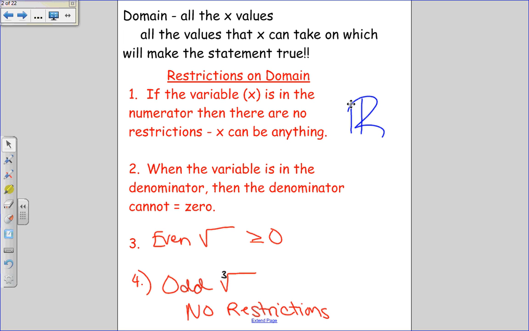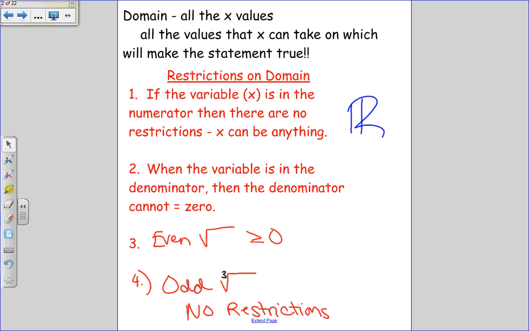Number 3, even radicals have to be greater than or equal to 0. The junk underneath the radical has to be greater than or equal to 0. Why does the junk underneath of an even root, a square root, a fourth root, a sixth root have to be greater than or equal to 0? Because can you take the square root of -9? No, because there is no number out there that whenever you multiply by itself will give you a negative outcome, correct? So an even root means you cannot have a negative underneath the square root, meaning it has to be greater than or equal to 0.